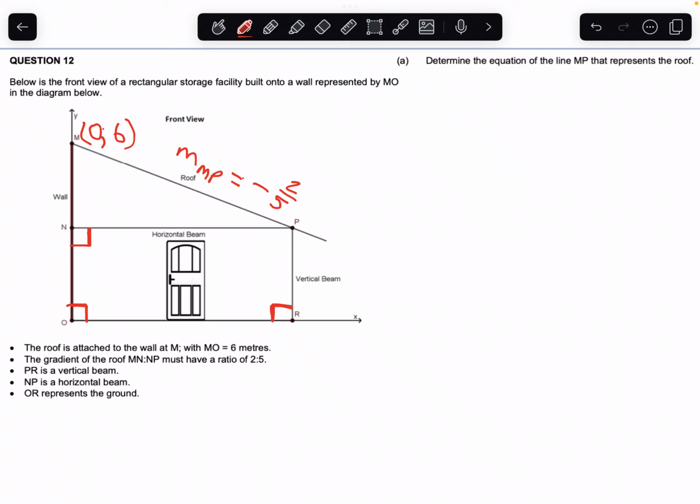First question says, determine the equation of the line MP that represents the roof. That's nice and easy, right? That is the gradient we've been given and the y-intercept we've been given. Let's see if there was anything more to that in the memo. No, straightforward, just from the data we've been given.